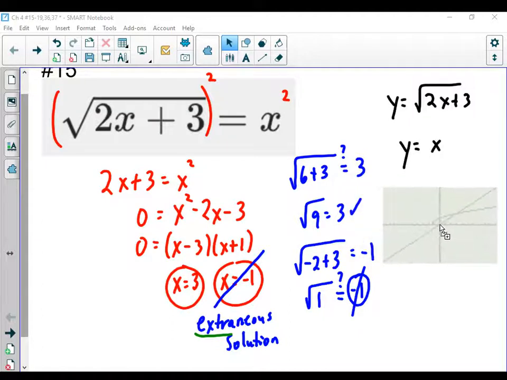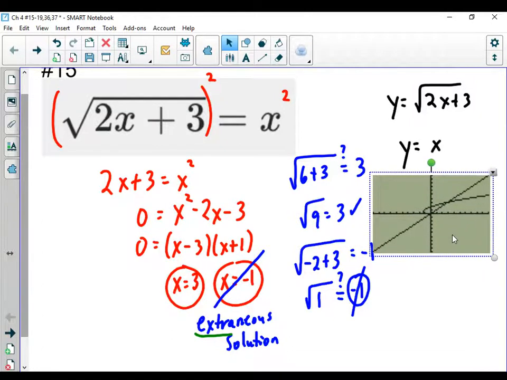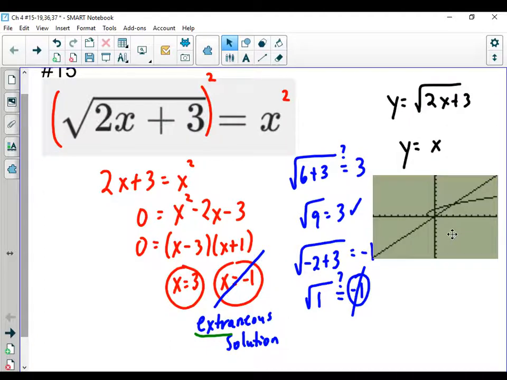And so here's the graph that I end up with. Well, you'll notice when I graph those two equations, I really only have one intersection. And that one intersection would be the solution that we came up with, which in this case was when x was equal to 3. So the graph actually showed me that there's only one solution that I would end up with for this equation.